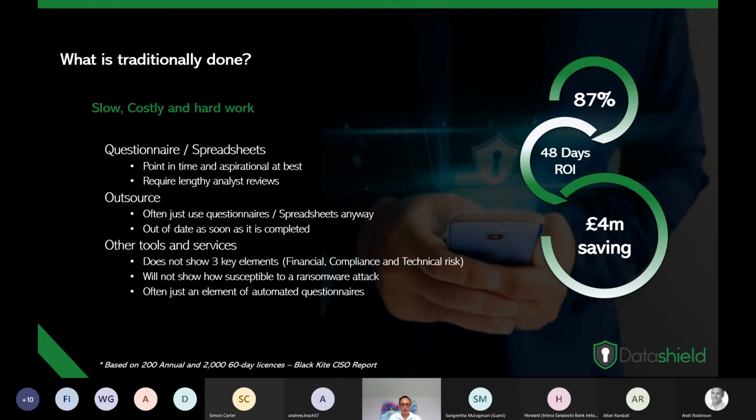So if you've got hundreds of suppliers, the costs involved to you in time, money, and effort for something that is aspirational at best, requires lots of additional work, or is outsourced and is not giving you that true view, can be incredibly expensive. And what we're about to show you will, I think, give you an idea of what you can do with the platform and how simple and easy it is to use.